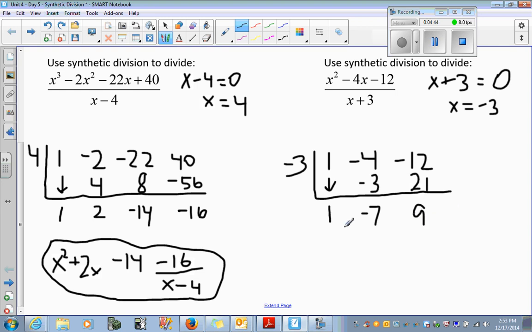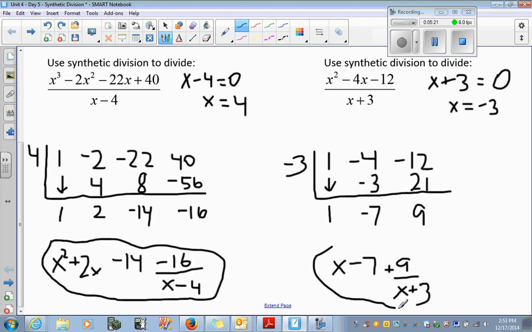So our answer is going to be x minus 7 with a positive 9 remainder, and this is how we would write it. X minus 7, and then we have a positive 9 for a remainder. So we'll put the 9 here. And the denominator is going to be our denominator from our problem, x plus 3. So that is the answer to this problem.